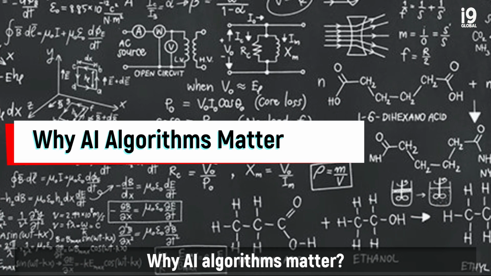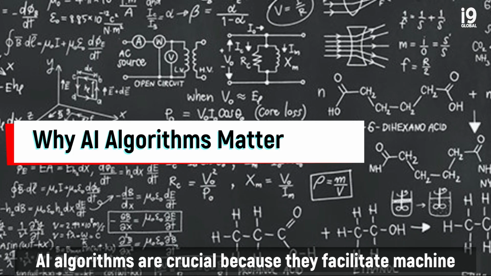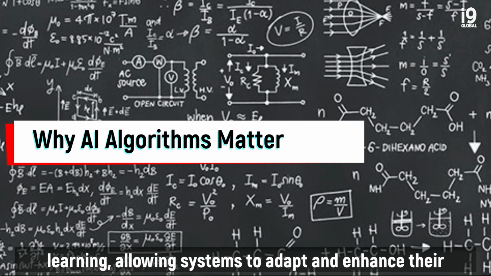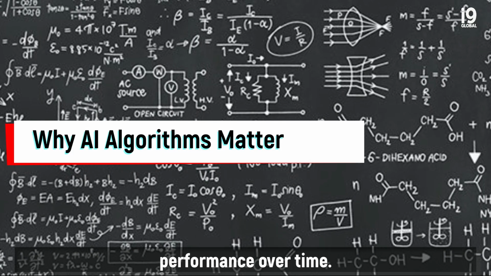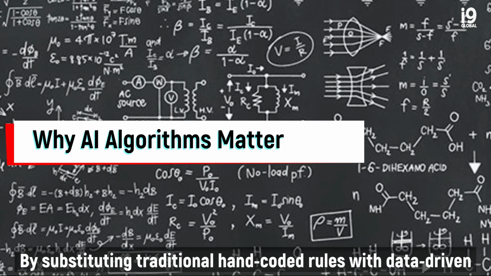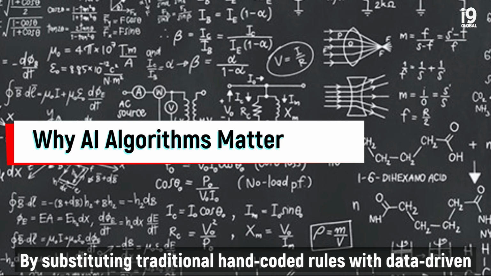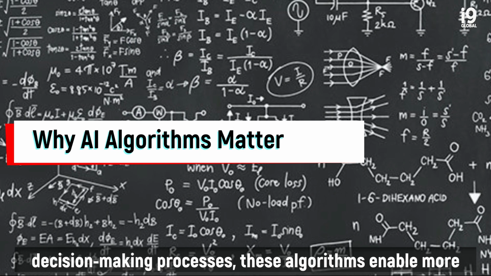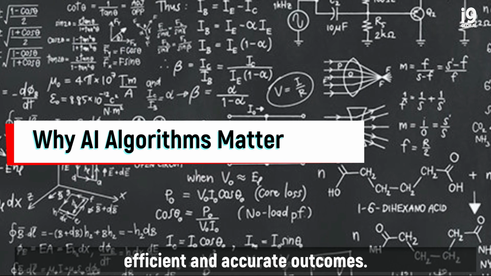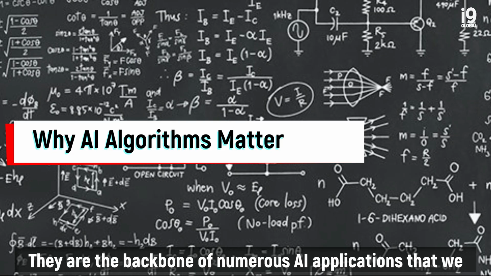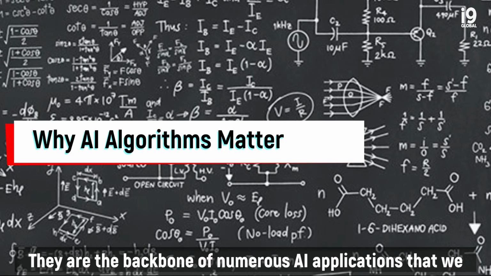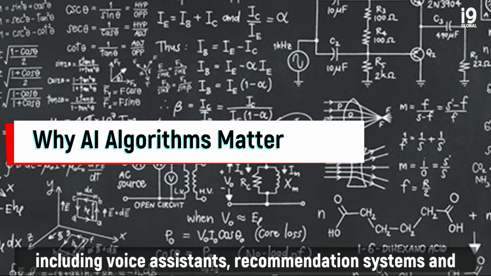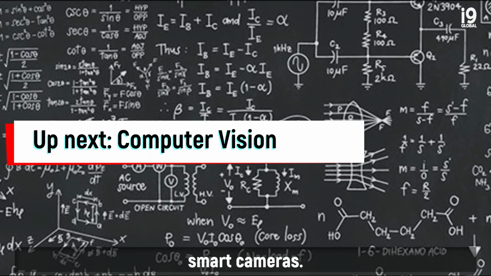Why AI algorithms matter. AI algorithms are crucial because they facilitate machine learning, allowing systems to adapt and enhance their performance over time. By substituting traditional hand-coded rules with data-driven decision-making processes, these algorithms enable more efficient and accurate outcomes. They are the backbone of numerous AI applications that we utilize regularly, including voice assistants, recommendation systems, and smart cameras.